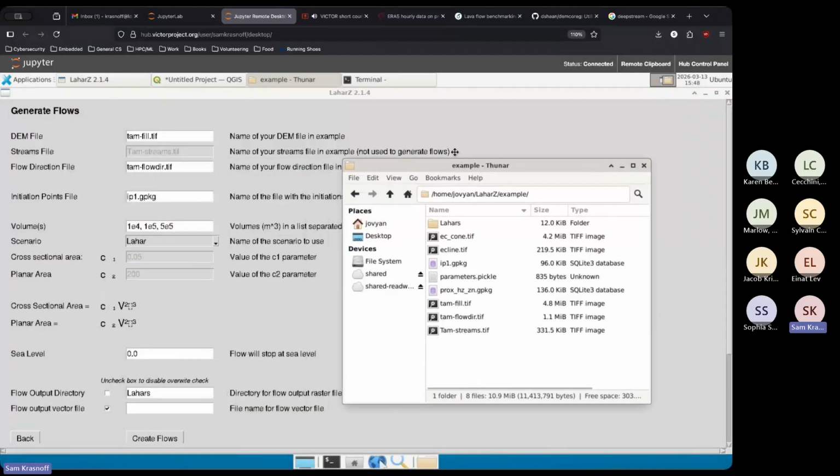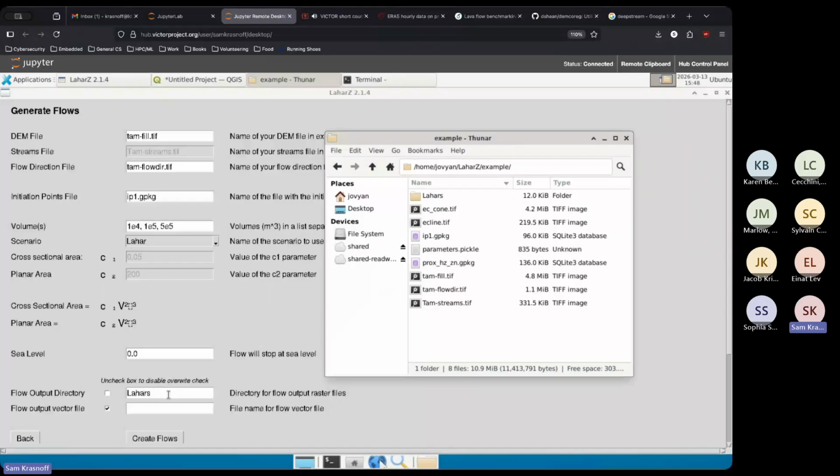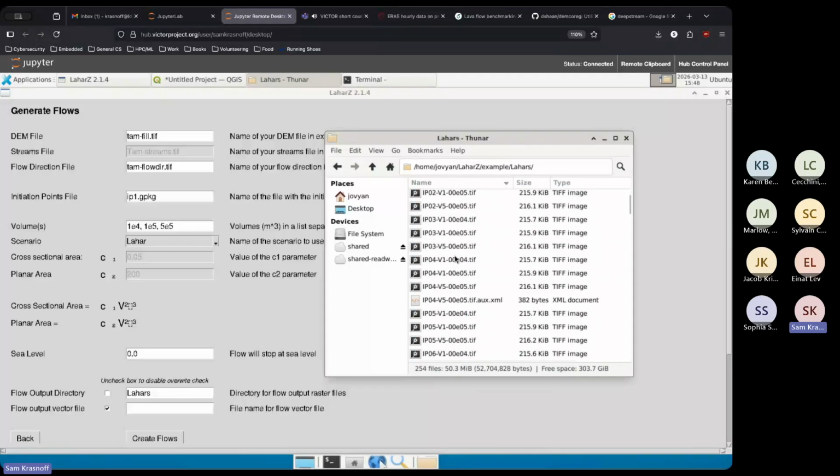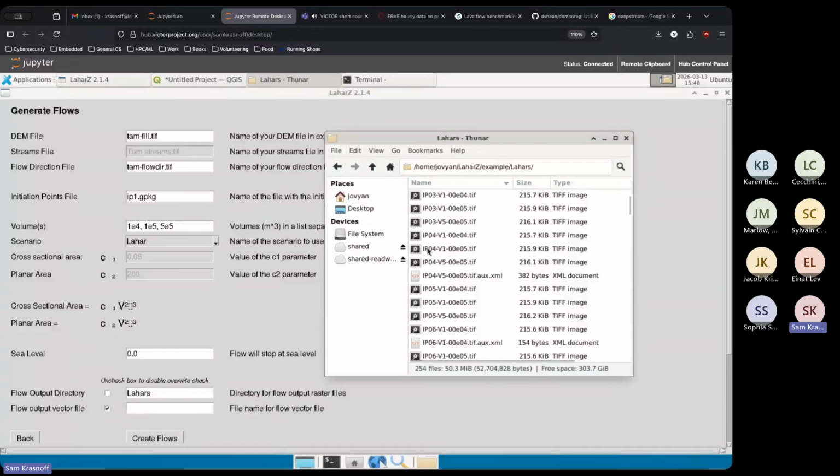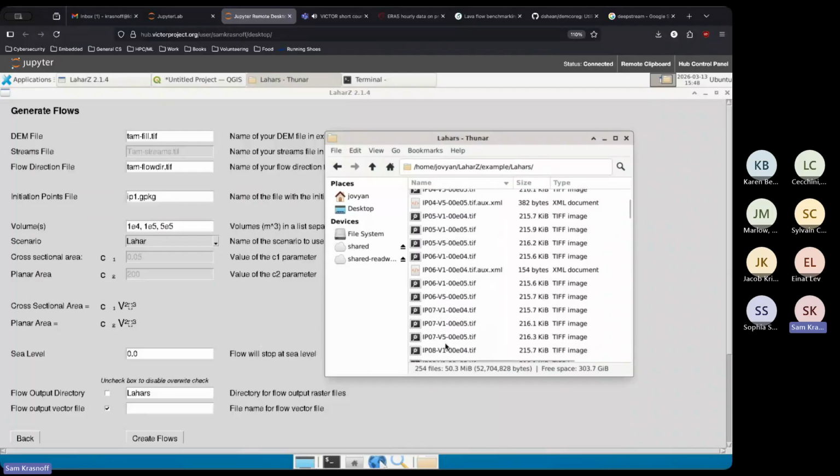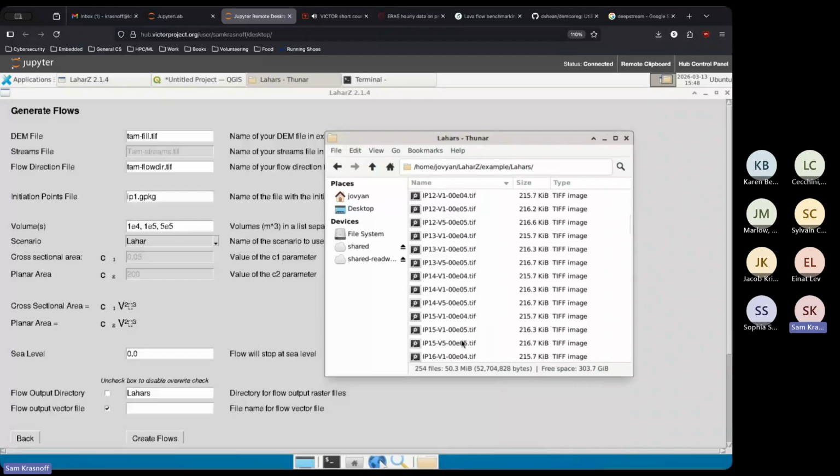I think you can actually specify the flow output directory. You can just specify a directory inside that example folder, or whatever subfolder you pick, and all your outputs will be right here. And you can see the naming is actually very helpful. So it's the initiation point 4, and then I think V1 versus V2, this is different volumes. So it's 1 times 10 to the 5th, 5 times 10 to the 5th, and so on. So it has all these different initiation points and volumes neatly named.